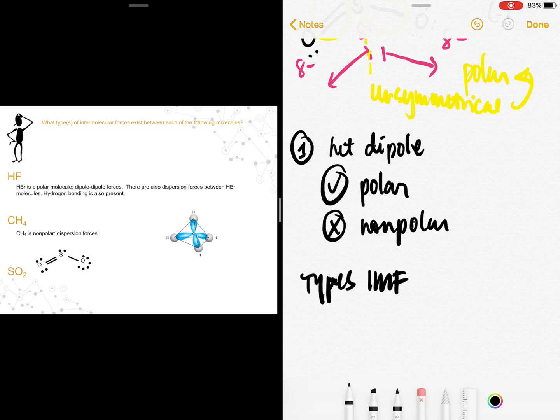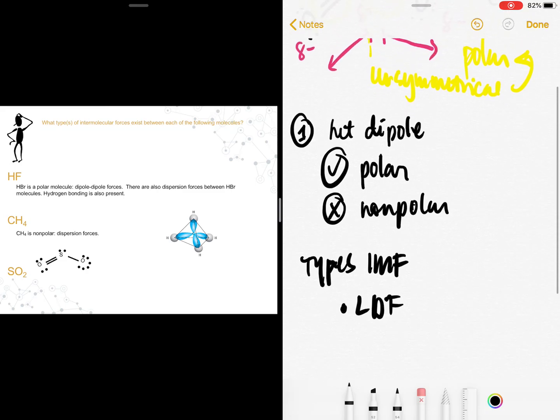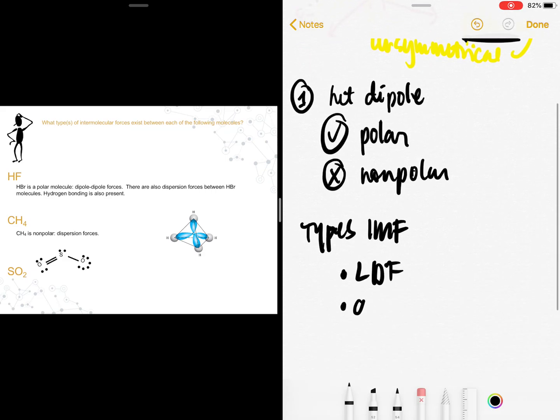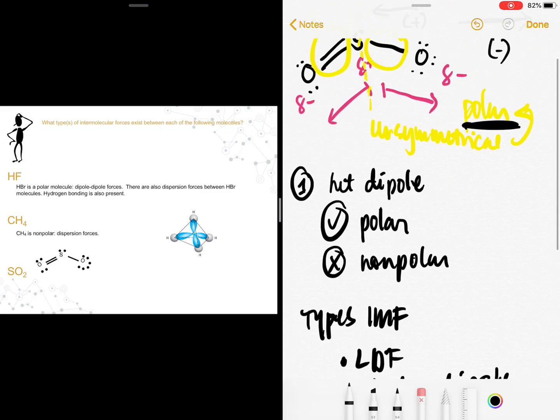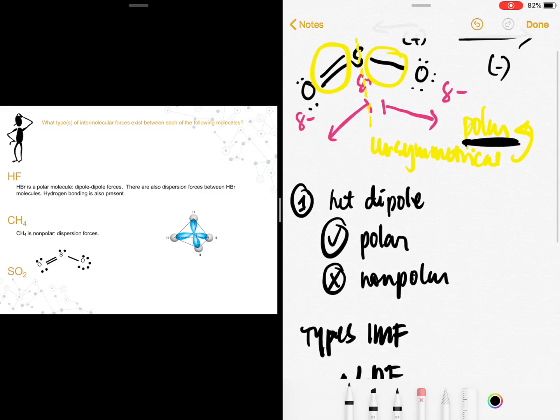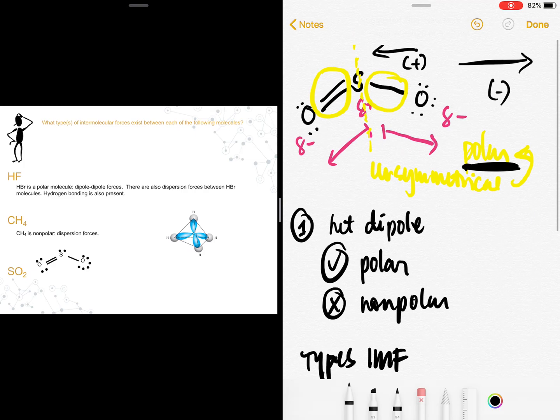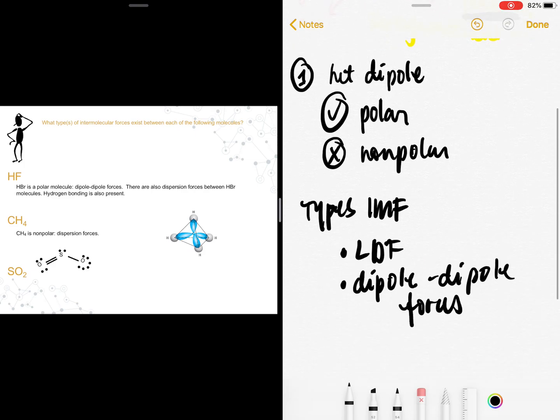Okay, so una, syempre, meron siyang London dispersion forces kasi lahat naman ng molecules may London dispersion forces. At kapag polar yung molecule, automatic, meron kang dipole forces. Ayan. May hydrogen bonding ba tayo? Wala po. Kasi saan nga lang po nag-o-occur ang hydrogen bonding? Kapag may OH, may NH, at may FH. Ito ay SO. So, wala tayong hydrogen bonding.